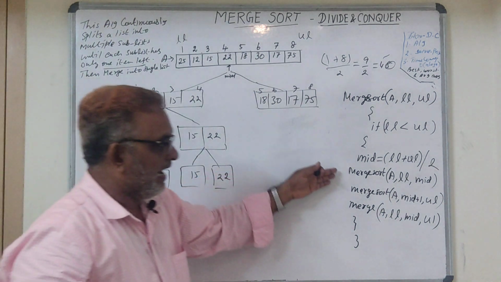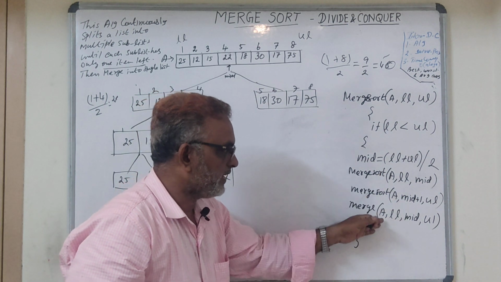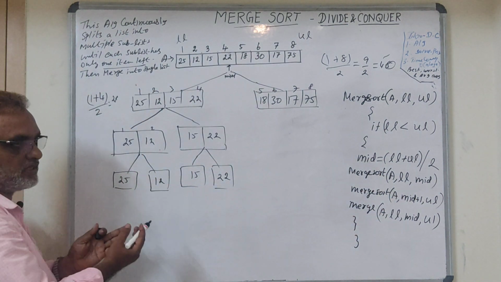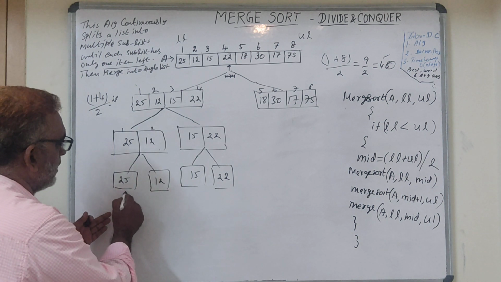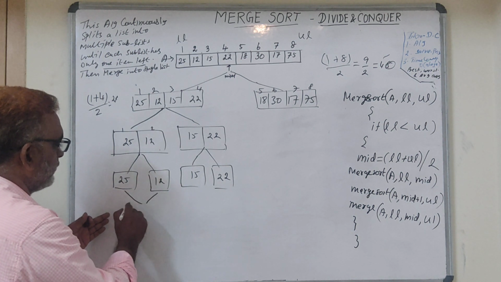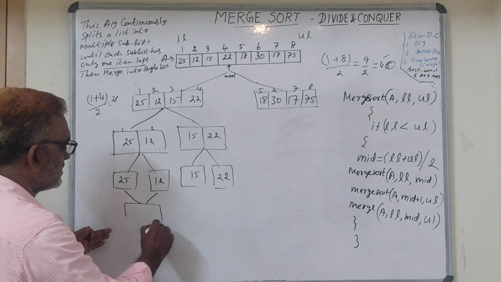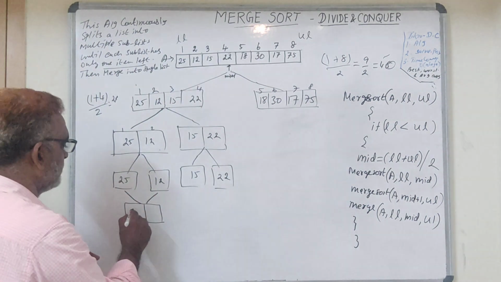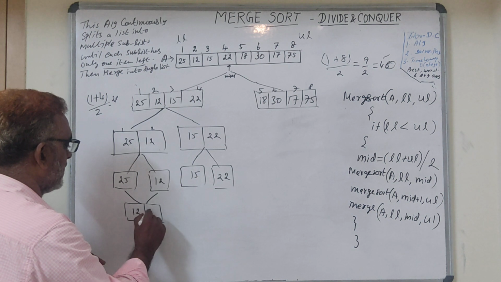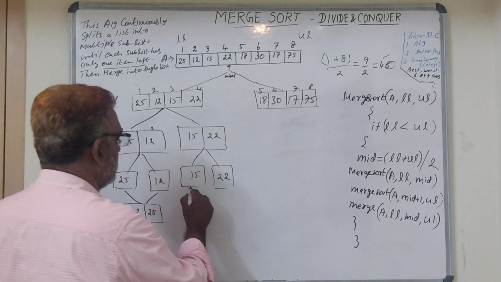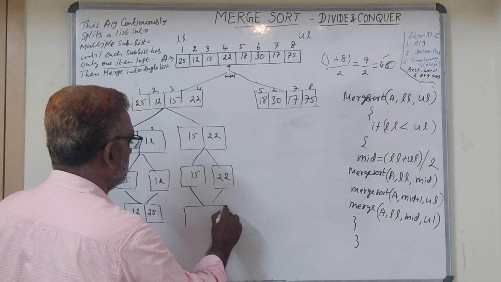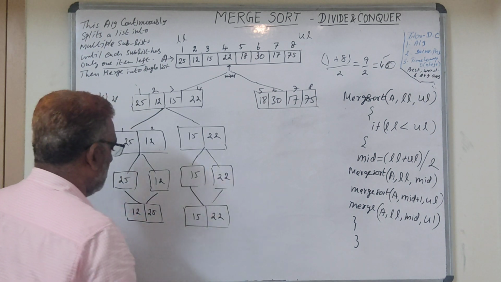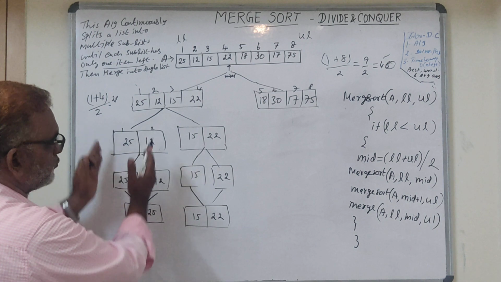After getting all these values, we have to merge them. While merging, you have to merge these two values, so you have to sort and merge. This is the merge function. It performs sort and merge. So this is 12 and 25. Similarly, this is 15, 22. So this one part is over.